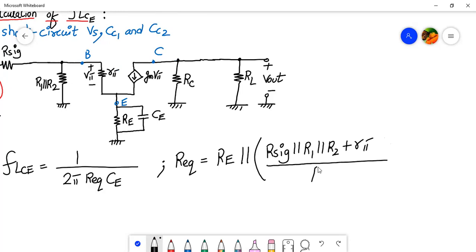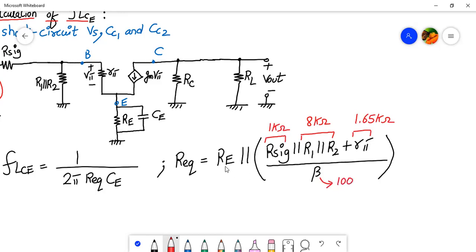Let me do that again. Okay, yeah, it's complete now. Now we know the value of R1 and R2. So the value of R1 and R2 is around 8 kilo ohm. Okay, and the value of R pi is 1.65 kilo ohm. The value of R sig is 1 kilo ohm. The value of beta is 100, and the value of RE is 2 kilo ohm.